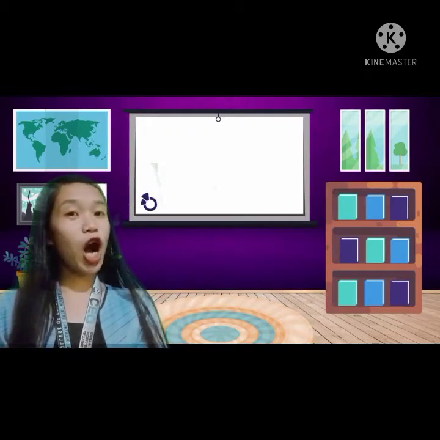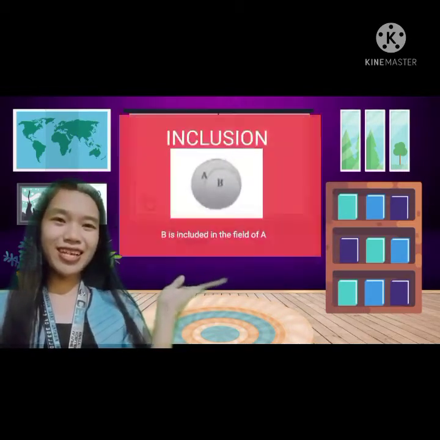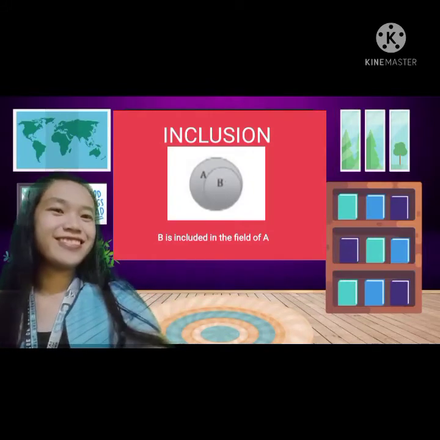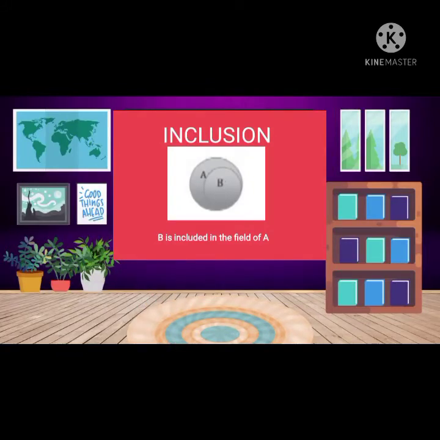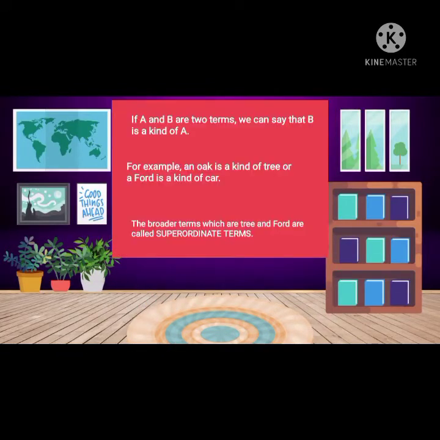Now we move on to inclusion. This is its illustration. As you can see, B is included in the field of A. If A and B are two terms, we can say that B is a kind of A. For example, an oak is a kind of tree, or a Ford is a kind of car. The broader terms, which are tree and car, are called superordinate terms.